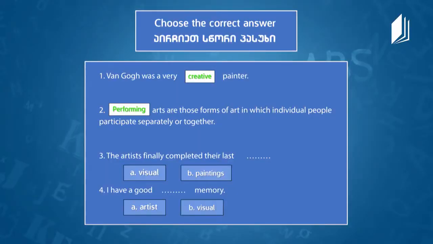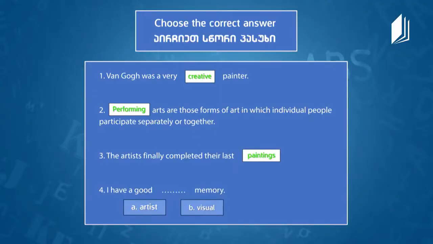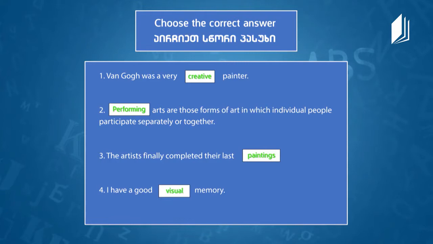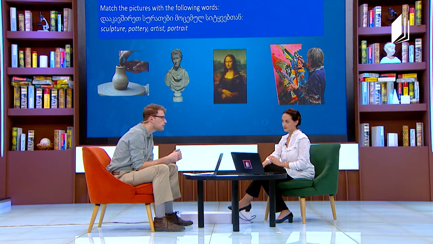Yes, what the third one? The artists finally completed their last, can be visual or paintings. Oh, of course, it's paintings. They like to paint a lot, and they sometimes need to finish. Great. I have a good artist or visual memory. I know it's visual memory, so I have a good visual memory. Yes, it really helps us. It does. And now for the second vocabulary activity, match the pictures with the following words: sculpture, pottery, artist, portrait.